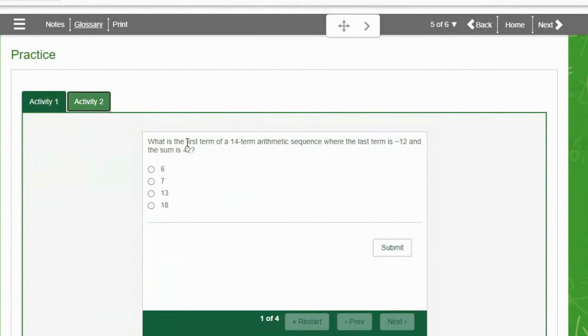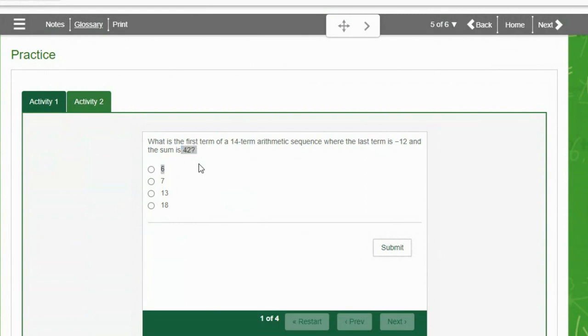What is the first? Oh, they don't even give you the first term in this one. Of a sequence, this is not the series. Go back to the first formulas. The last term is negative 12, and the sum is 42. Oh, now they give you the sum. So they gave you the number of terms, the last term, and the sum.